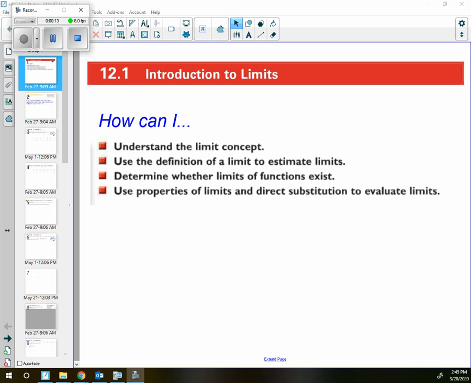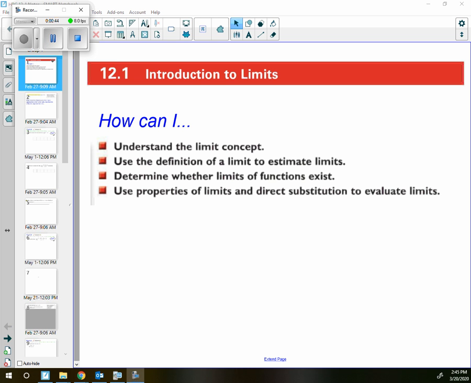We're going to be looking at, in chapter 12, the concept of limits. So this is what you'll be starting with in calculus. So it's kind of that transition, our kind of overlap between pre-calc and calc, understanding what the concept of a limit is. So our big essential question in this section specifically is, how can I understand the concept of limit? What does that mean? And then use that definition of a limit to estimate limits, determine whether they exist or not, and then being able to use some properties to evaluate limits. So looking at different ways that we can figure out what a limit is.